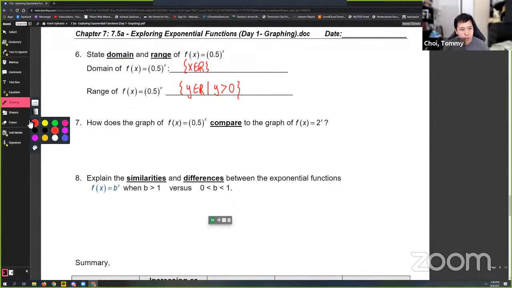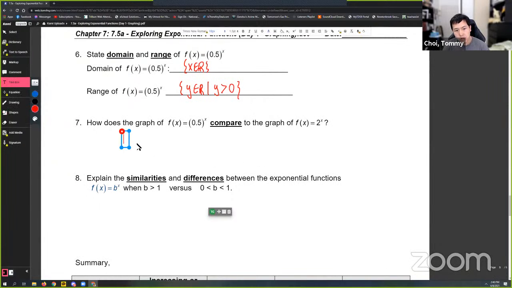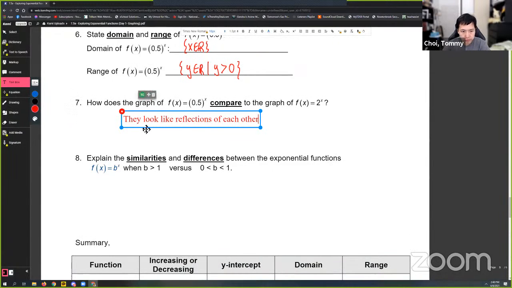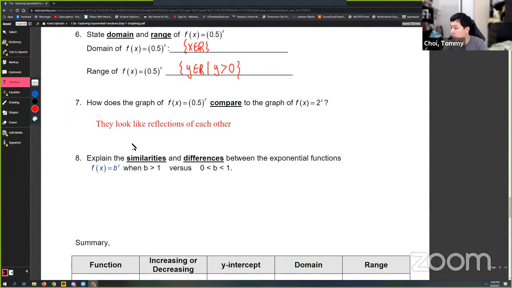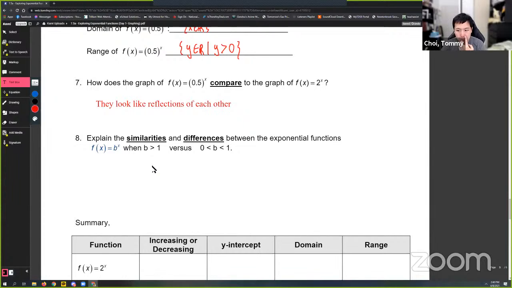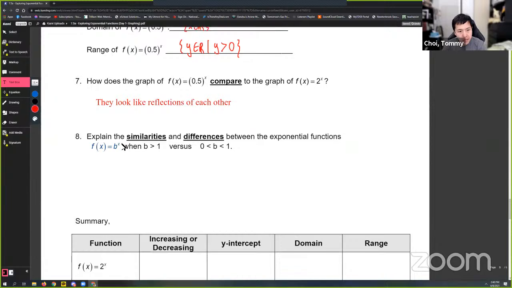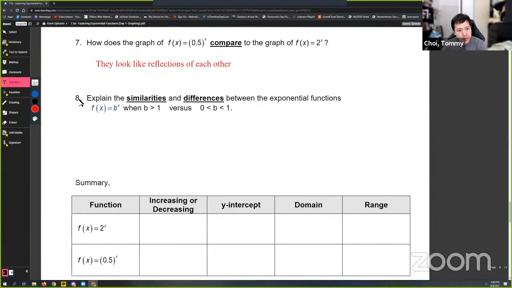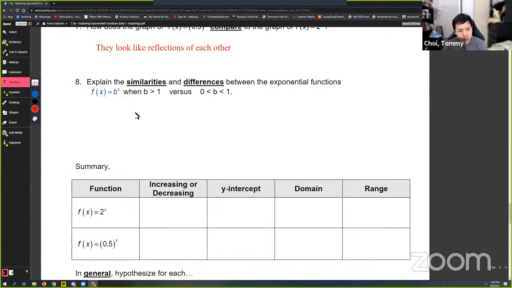Okay. So in number 7, how does it compare? We said they look like reflections of each other, right? As one goes up, the other goes down, so on and so forth. And we're going to skip number 8 because we're just going to summarize that in our table below here. Okay. So number 8 here is explain the similarities, differences between the exponential functions.